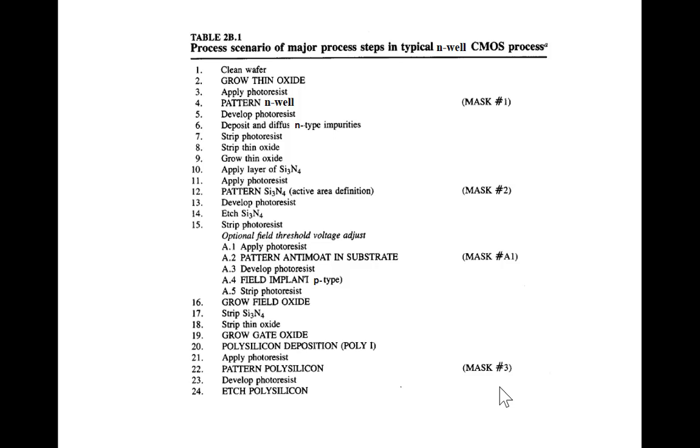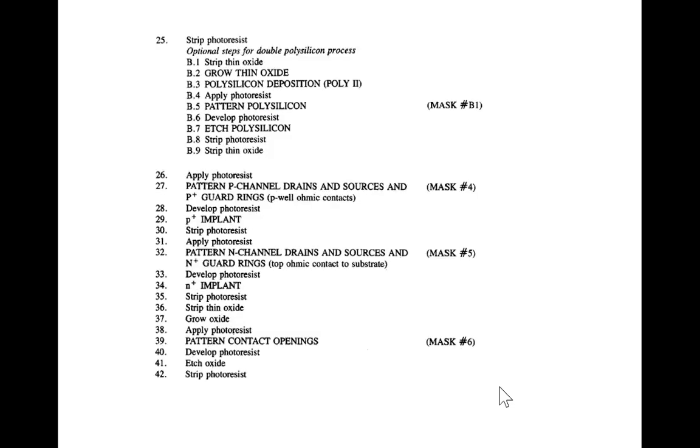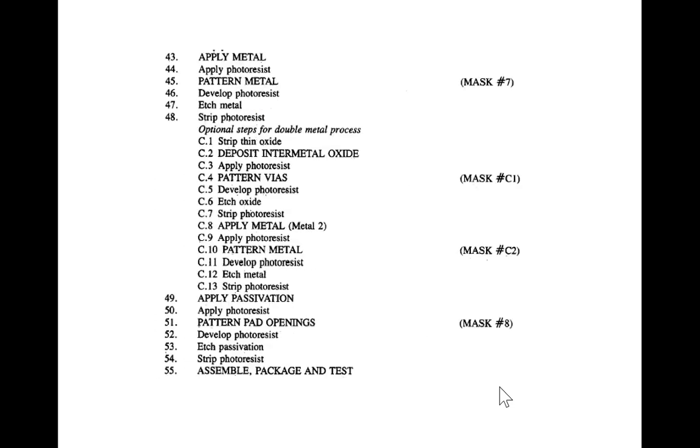So here's the process steps. We talked about these before. And we see 24 steps here. Clean the wafer, growth of oxide, apply photoresist, pattern in-well with mask 1, and so forth. So we're going to put together a process with this recipe. This is a recipe for an in-well CMOS process, very similar to the ones we're looking at in the laboratory. And I list here 55 steps.